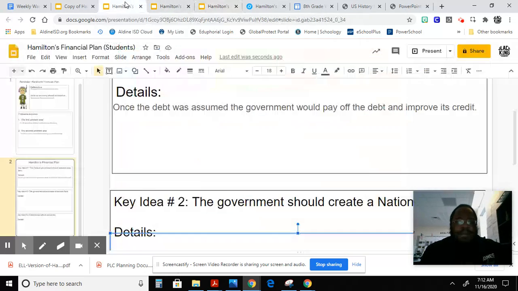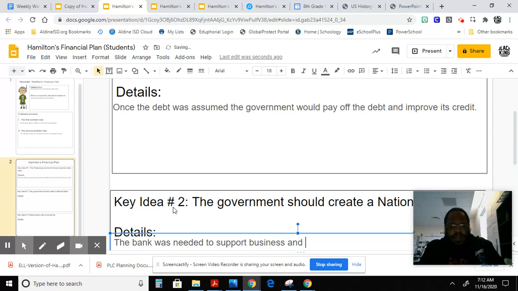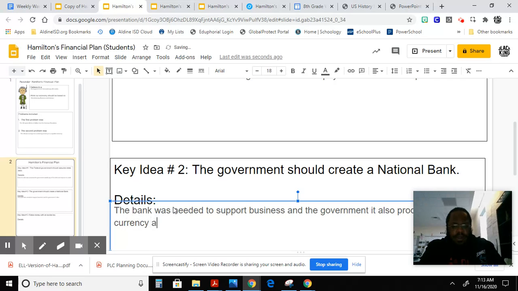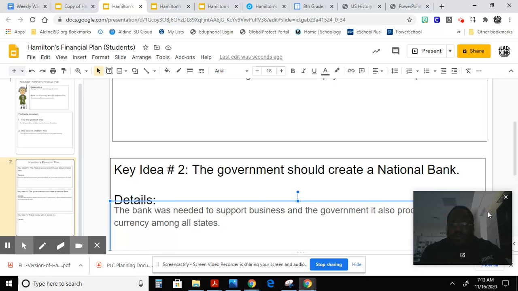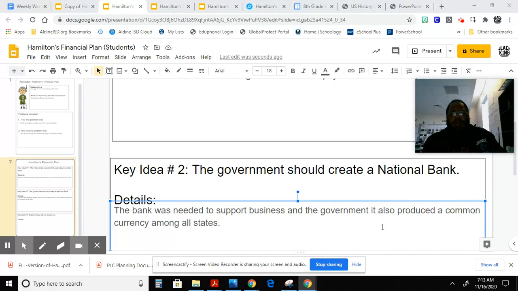So let's say the bank was needed to support business and the government. It also produced a common currency among all states. Okay, so the bank was needed to support business and the government. It also produced a common currency among all states.